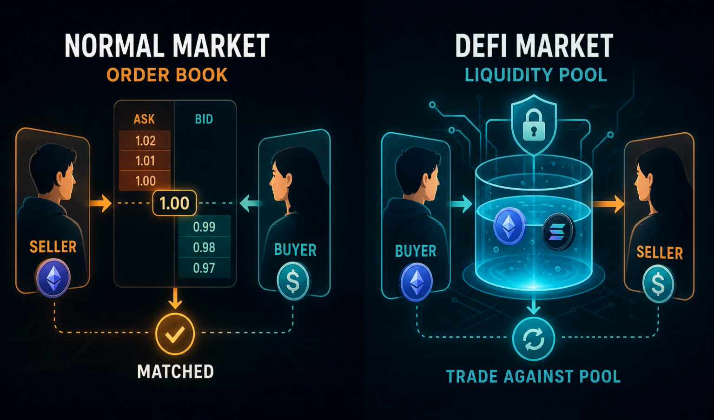In a normal market, buyers and sellers meet through an order book. Someone offers to sell, someone offers to buy, and the exchange matches them. DeFi often works differently. Many decentralized exchanges let you trade against a pool of tokens sitting inside a smart contract.